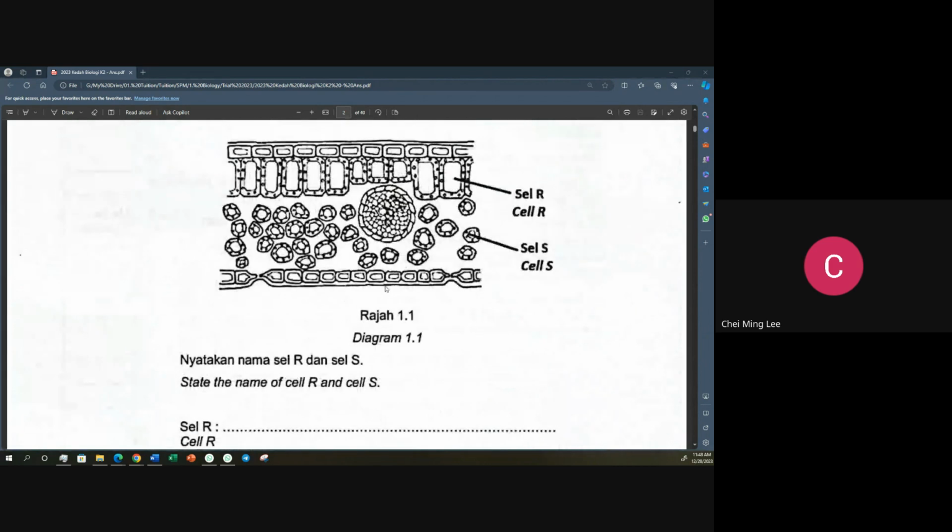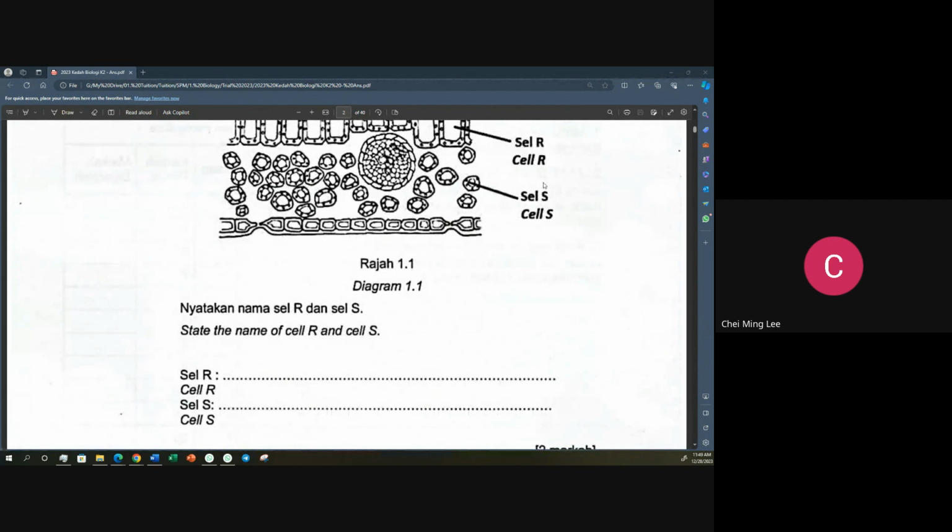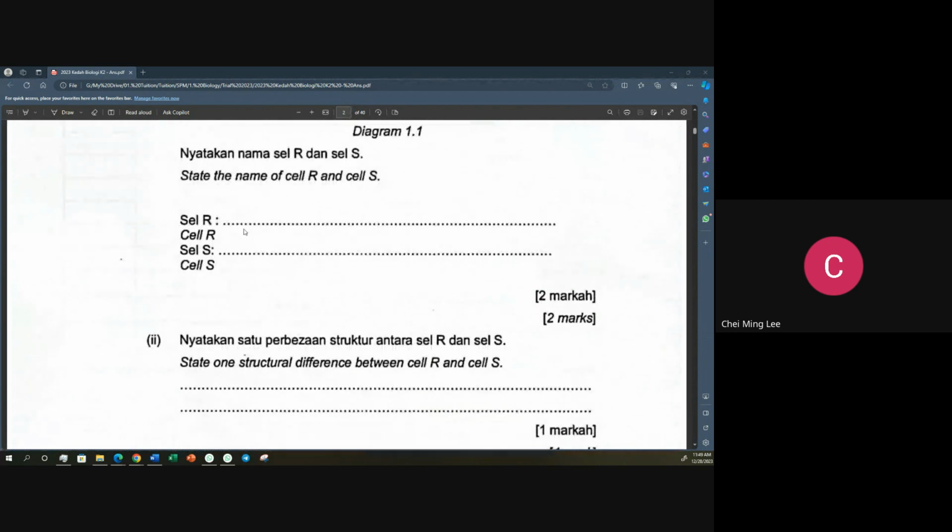So let's see, Diagram 1.1 shows the cross section of a leaf. So we have cell R and S. Name cell R and cell S. Cell R is palisade mesophyll cell, while cell S is spongy mesophyll cell.